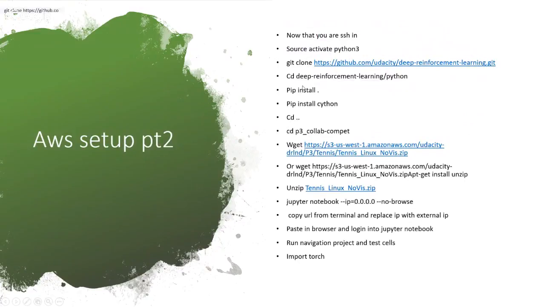Git clone, cd into Python, install it, probably get an error, and if you do, pip install Python, you do P3, go into the folder, get the file from Amazon, unzip it, and then run the Jupyter Notebook using the IP 0.0.0.0 and no browser, copy the URL from the terminal and replace it with the external IP, paste it in the browser, run the navigation project, test the cells, and then import Torch.